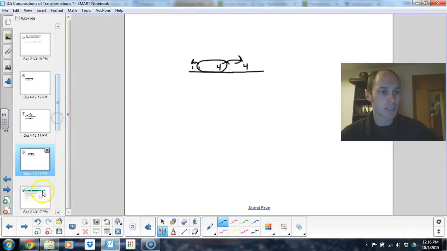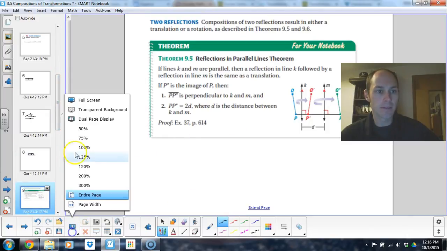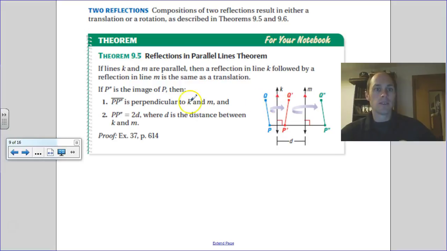Let's get back to the slideshow. There we go. So the reflections and parallel lines theorem. The two things that we talked about: the line is perpendicular to our line of reflection, and D is the distance between our 2 lines of reflection. So from the original to the image is going to be doubled in length. So you can take time and read through those, pause it if you need to.